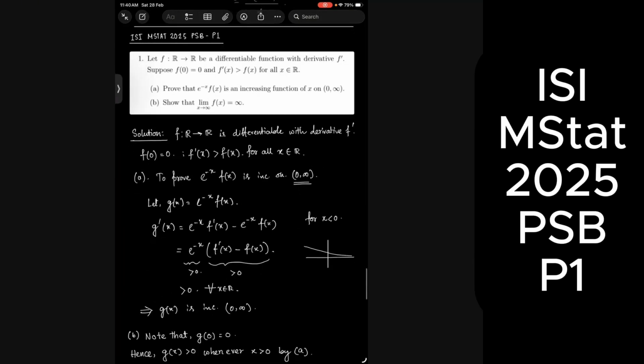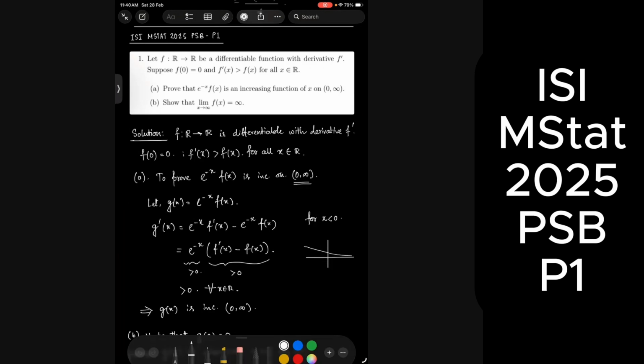We will start solving from this one today. So here in this problem, it is given that f is an R to R function, a differentiable function with derivative f dash. Suppose f of 0 is equal to 0, and f dash x is greater than f x for all x. So we have to prove e to the power minus x f x is an increasing function of x on 0 to infinity.